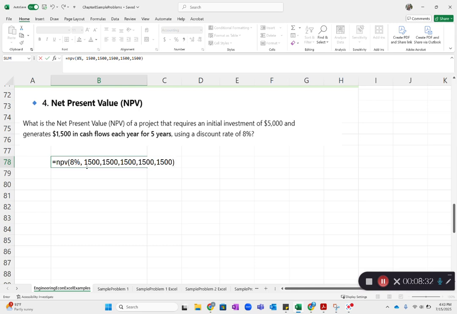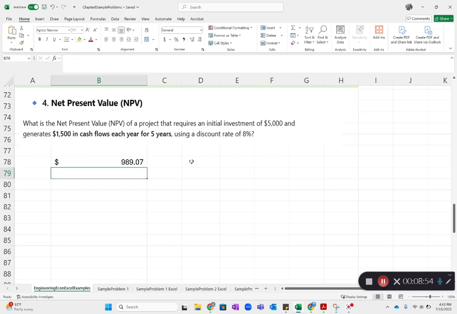And then I still have this initial investment of $5,000, so I'm going to say minus 5,000. You'll notice these 1,500 values are positive, meaning they're incoming. They generate this much. It's a benefit to me. But this 5,000 is a negative because I'm paying it. So they would be opposite. Okay, so the net present value of that project would be a positive value, $989.